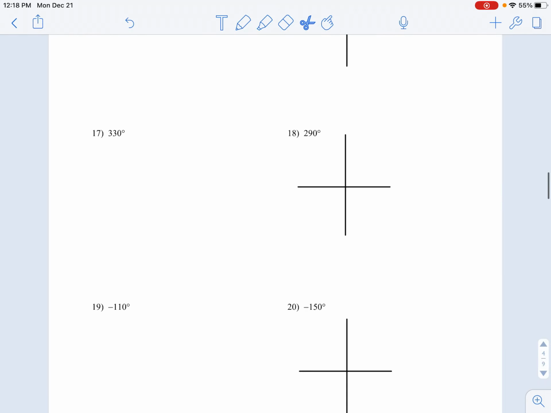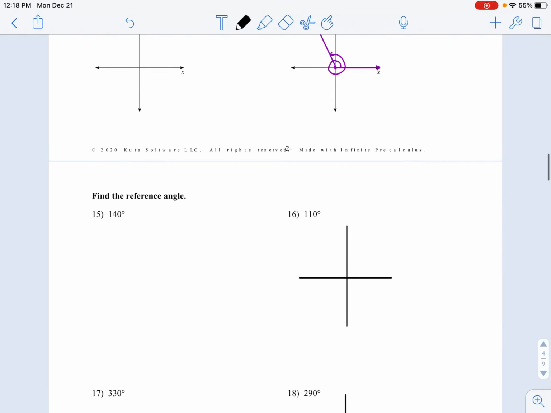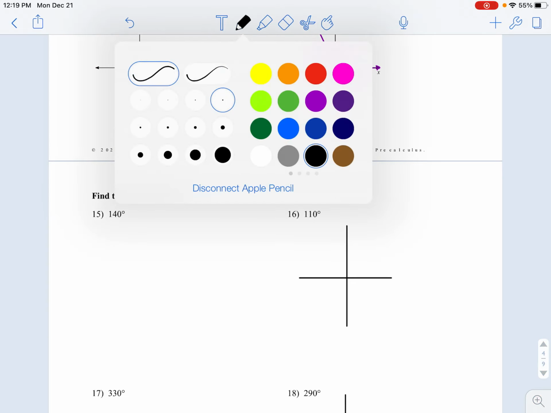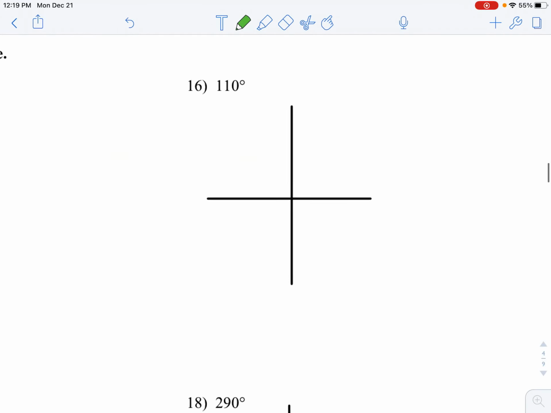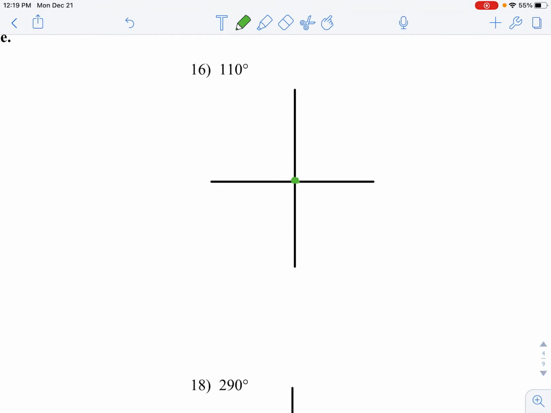Yeah, all done. Okay, so what's 110 degrees? Let me get to another color. Let's go with light green. Let's see how light green looks. No particular reason. So 110 degrees is going to be 90 plus a little bit more.